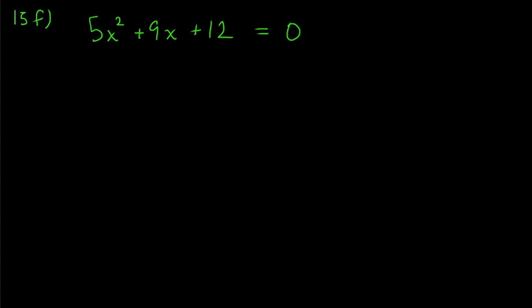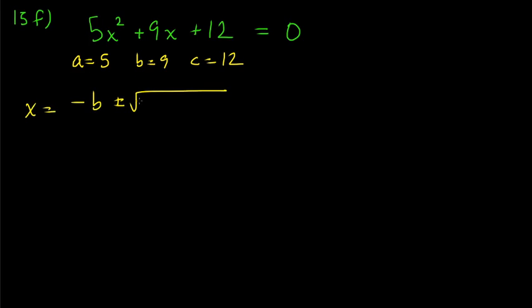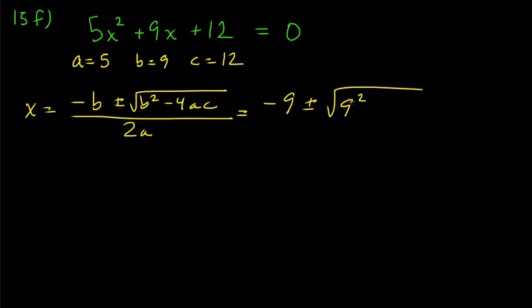And then part F, 15F, I was almost going to skip this too, because if you can do C, I think you can handle this. It's already in standard form, right? A is 5, B is 9, C is 12. Plug them into the formula. At some point, you're gonna get so used to this that it's almost too easy. Right, so B is 9, so negative 9 plus or minus the square root of 9 squared minus 4 times 5 times 12, all under the square root, divided by 2 times 5.